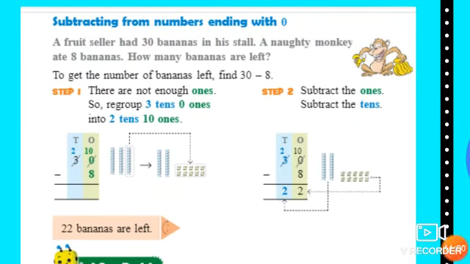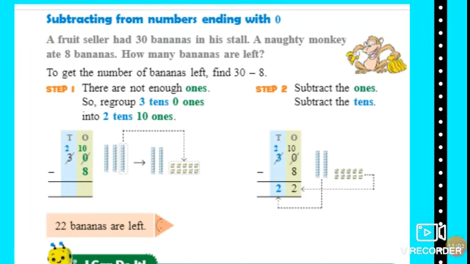Open page number 44 in your book. Now students, you have to understand the concept of subtracting from numbers ending with 0. It means if the last digit is 0, how you will subtract from that number. Let us understand it with this example.